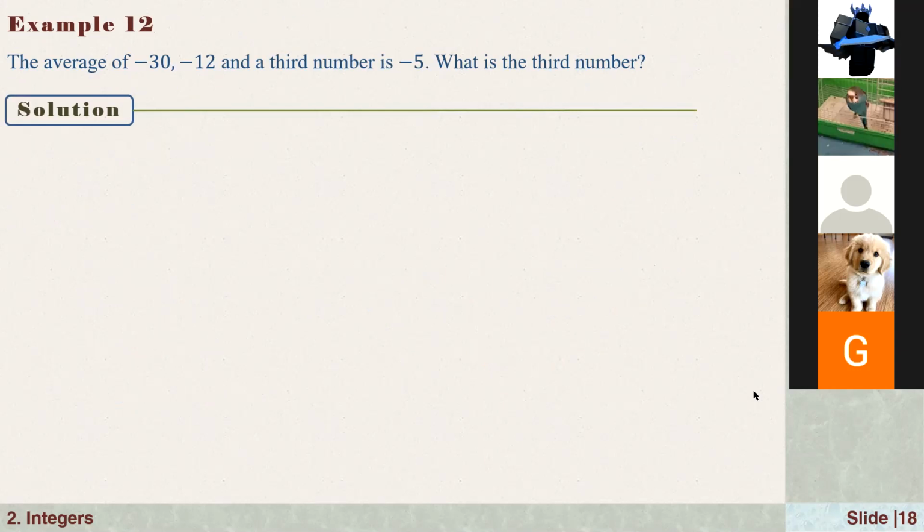The average of minus 30, minus 12, and the third number is minus 5. What is the third number? Actually, with this kind of numbers, when you're reading, you better read it as -30, -12, -5. Also, if you say minus 30, it is fine, but usually when we say minus, we understand the subtraction operation. So the average of -30, -12, and a third number is -5. What is the third number?